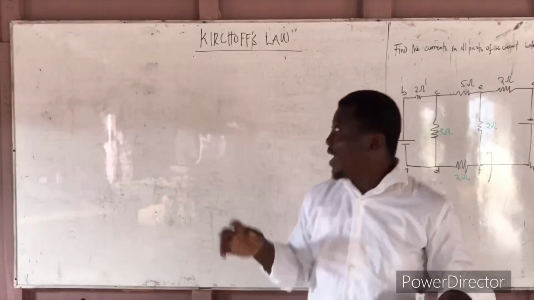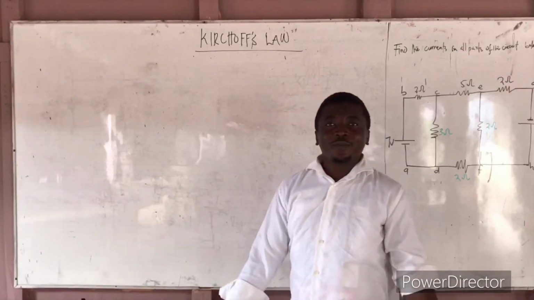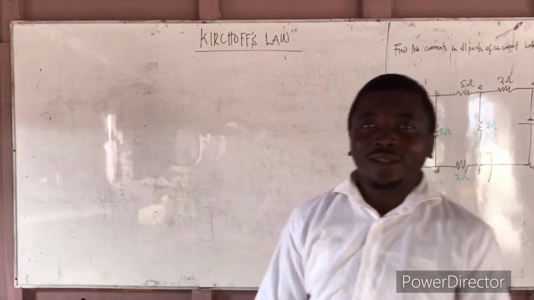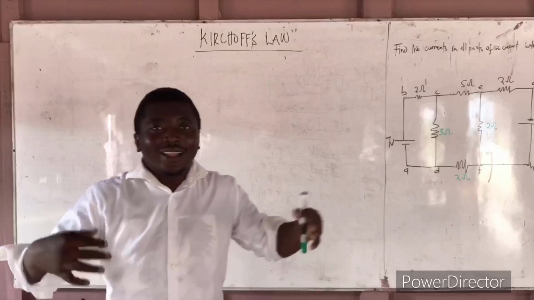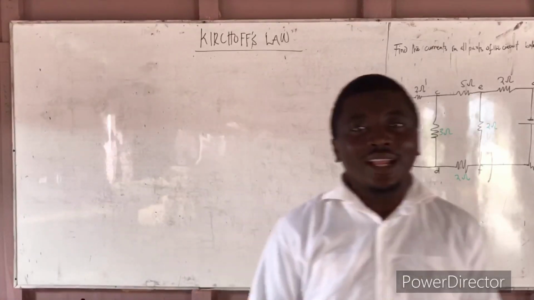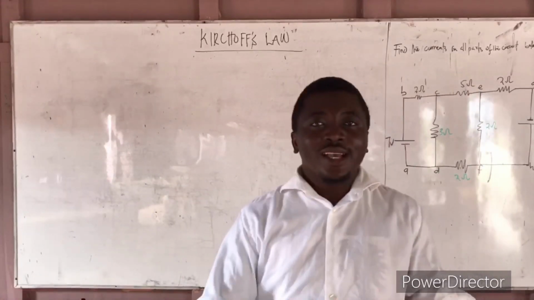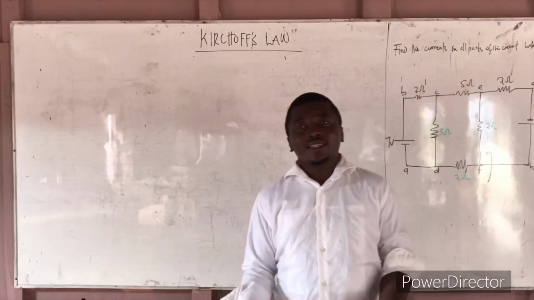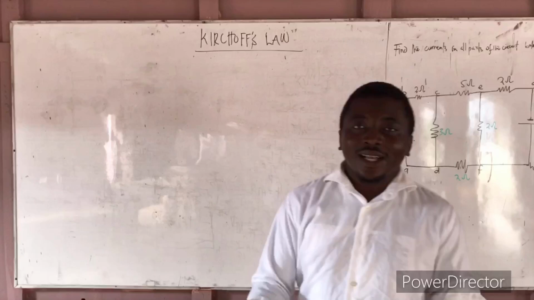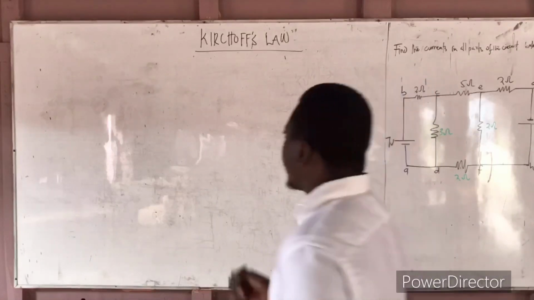Today I'm taking you through Kirchhoff's rules, and we are going to be talking about KVL and KCL. Kirchhoff gave two laws that aid us in simplifying electrical circuits in order to get the current and voltage going through some part of the circuit. But he started with the KCL.